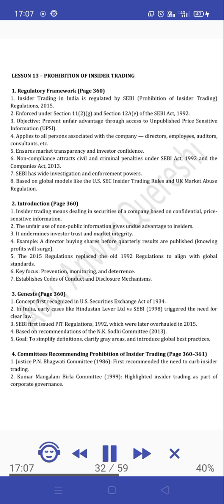5. The 2015 regulations replace the old 1992 regulations to align with global standards. 6. Key focus: prevention, monitoring, and deterrence. 7. Establishes codes of conduct and disclosure mechanisms.